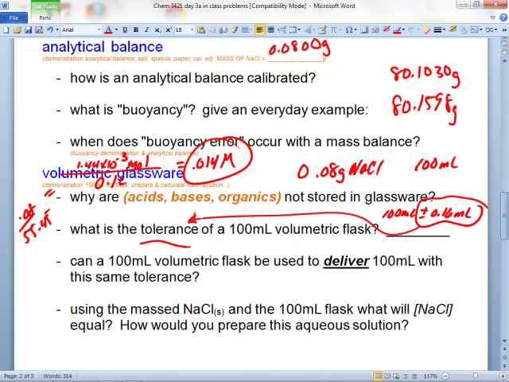Why not? You're right, you can't. Because she's guzzling it, guzzling it, and there's still stuff left in there. That's the problem. So you can't use this to get 100 mils. Can't use these volumetric glasses to deliver any volume. Remember, anal lab, man. Don't do it. It'll cost you on your lab.